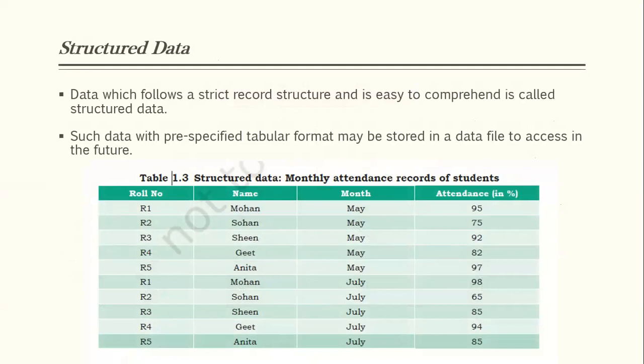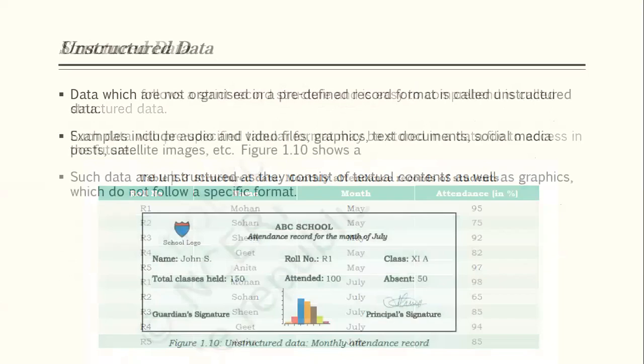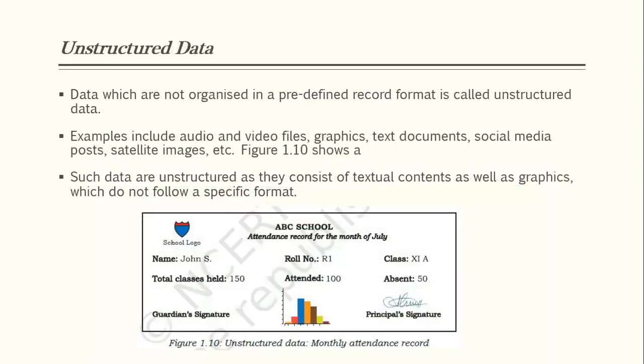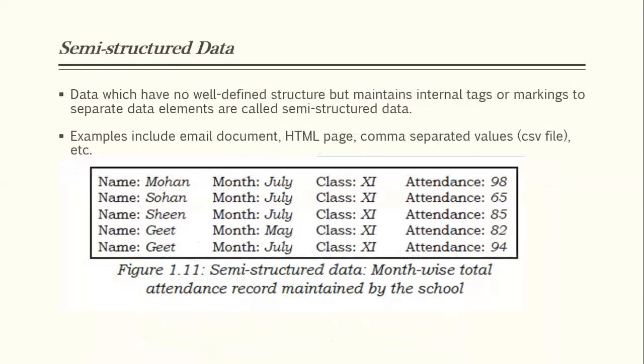Structured data is the kind that has a strict record system, and it is normally in a tabular format. Unstructured data is where it is not organized in a predefined method. It can include audio and video files, graphics, documents, social media posts, satellite data, etc. So this kind of data will consist of both textual content as well as graphic content.